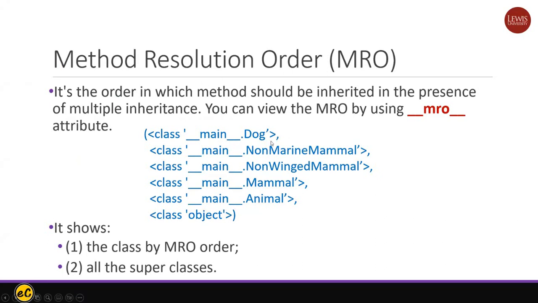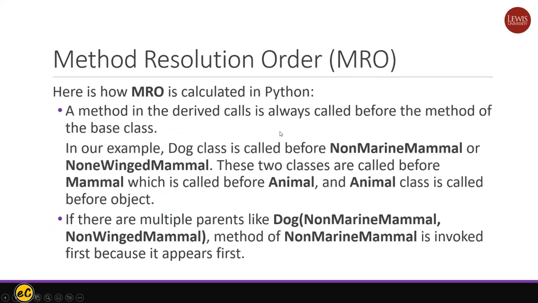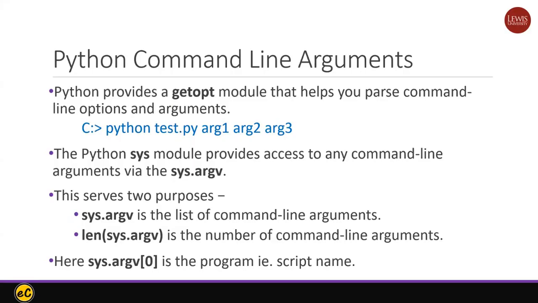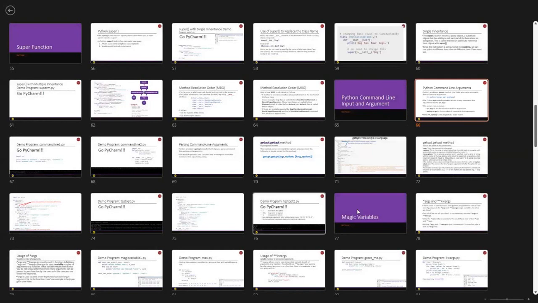So you will call the constructor based on the order of these, one by one, using the so-called method resolution order. Okay, this is command line. Let's avoid it, we don't talk about it.